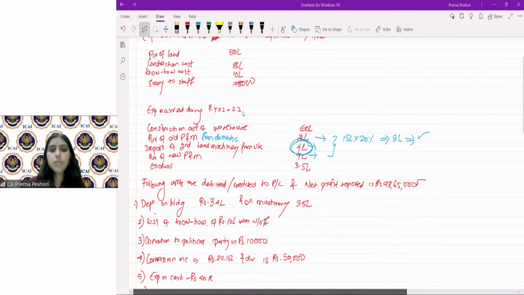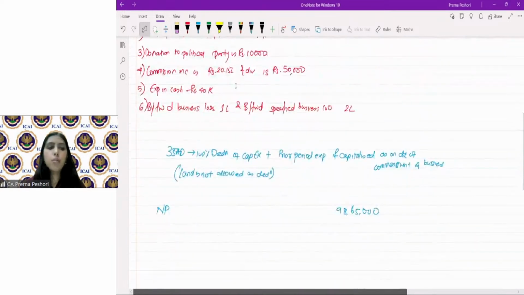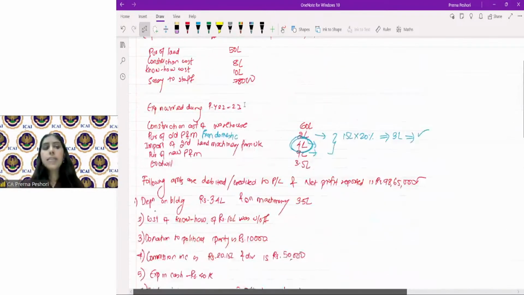Yes, Janvi, you were correct. Kaushiki, yes, you were correct. Old imported is equal to new. How about goodwill? Not allowed. So like land, goodwill plus financial instrument is also not allowed as deduction.